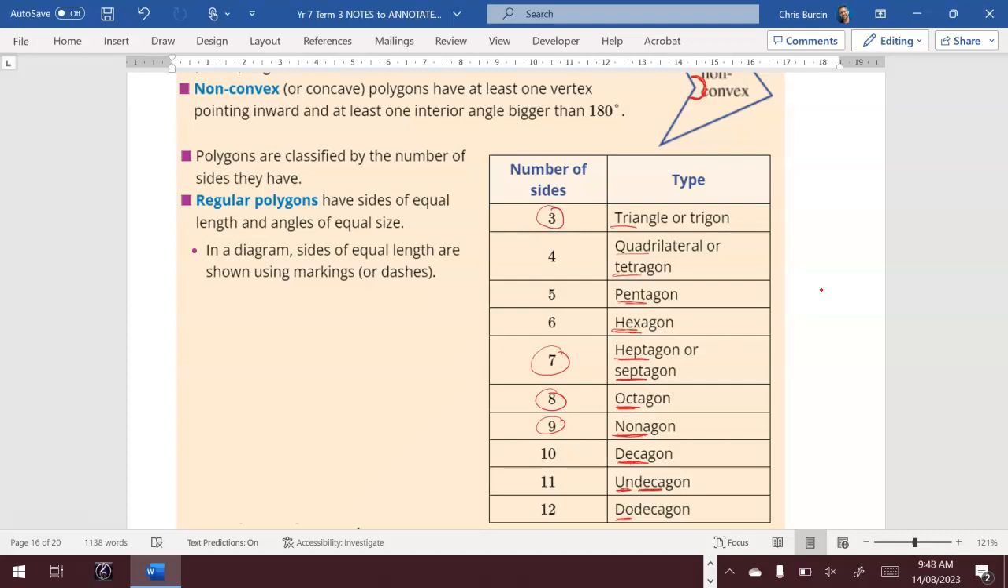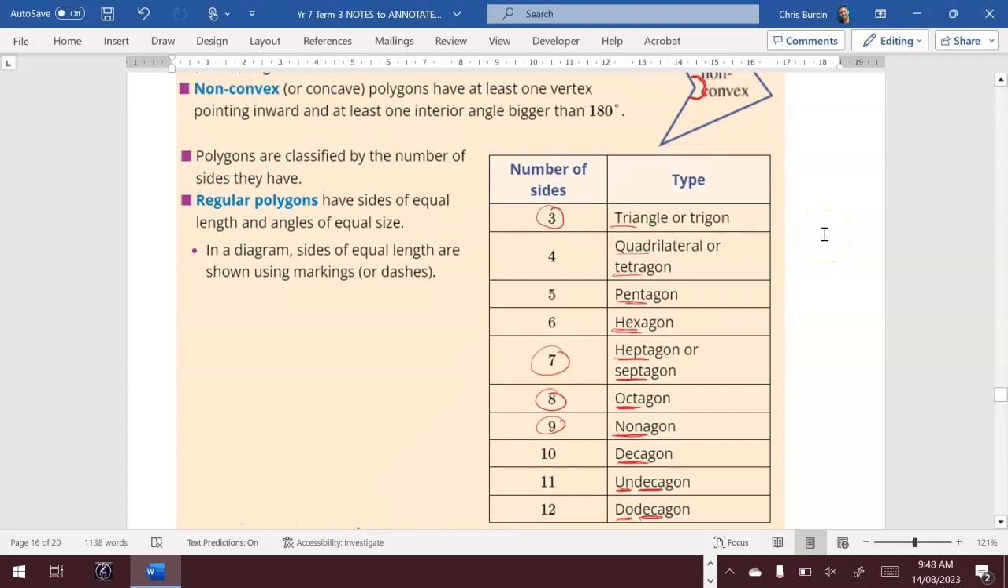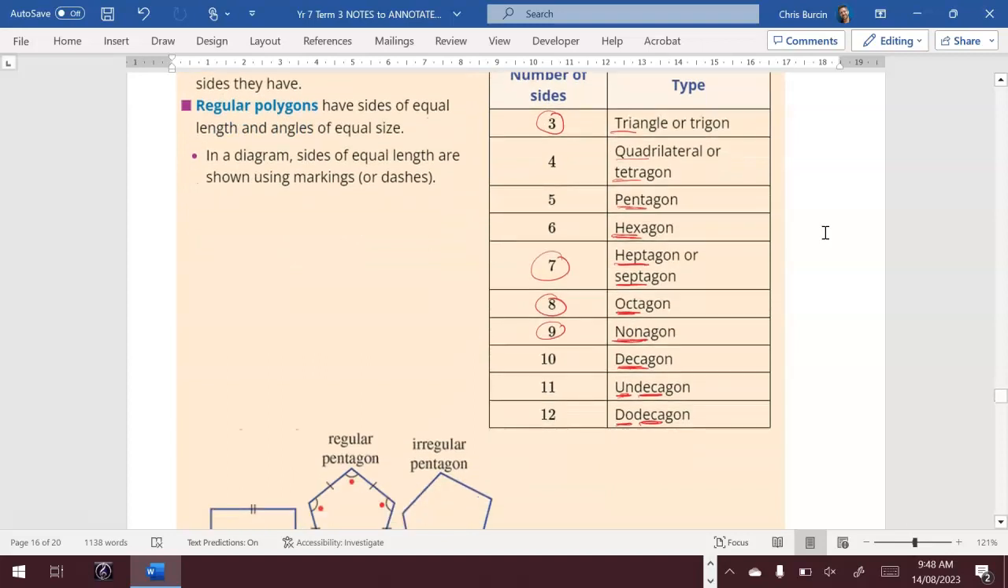Dos means 2. But this is as far as we need to know, up to 12. So a dodecagon has 12 sides, 10 plus the 2, dodecagon. 11 is 10 plus the 1. Okay, and all these names, I think you guys are going to be pretty good with this. Don't ask me hard questions.